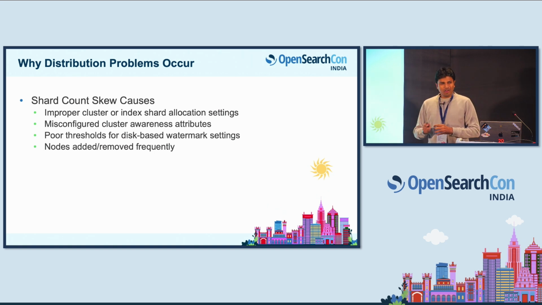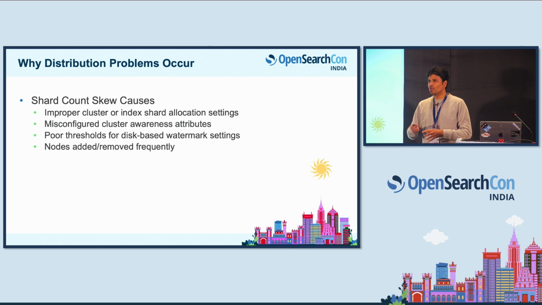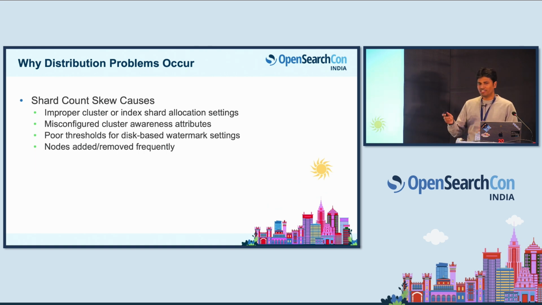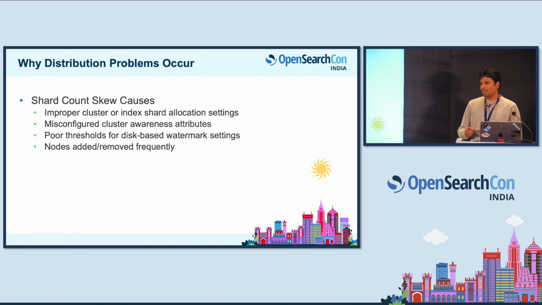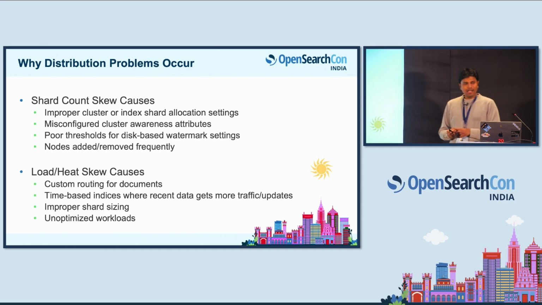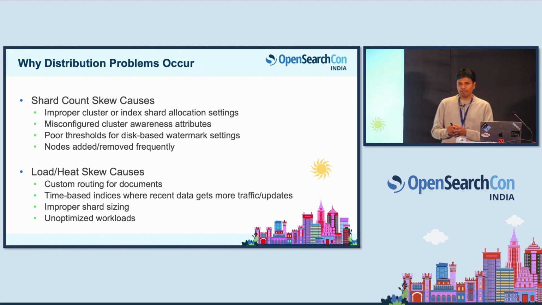There can also be cases where you have poor disk watermark thresholds that tend to prevent shard allocation, and you're adding and removing nodes too frequently. The other kind is load skew. There can be cases where you're having custom routing for documents, and the variable that you're passing for the routing is putting all the documents in one or a few shards compared to the rest.